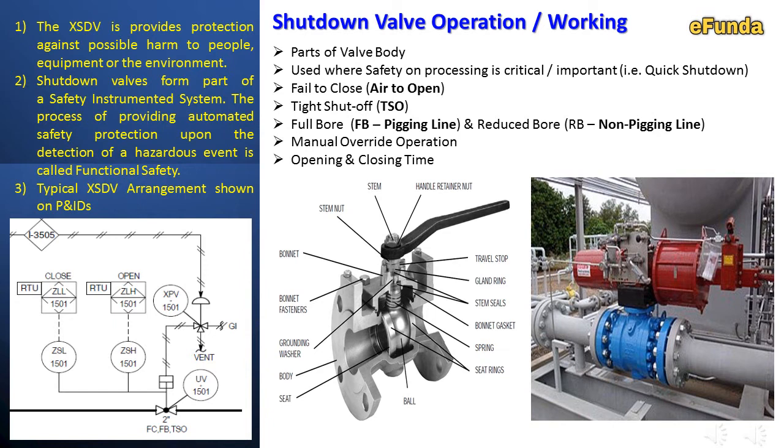For this topic you can refer to our previous video. The links are provided in the description, where one can understand what piggable lines are. Manual override operation, opening and closing time: these are the critical parameters to be studied while designing shutdown valves.